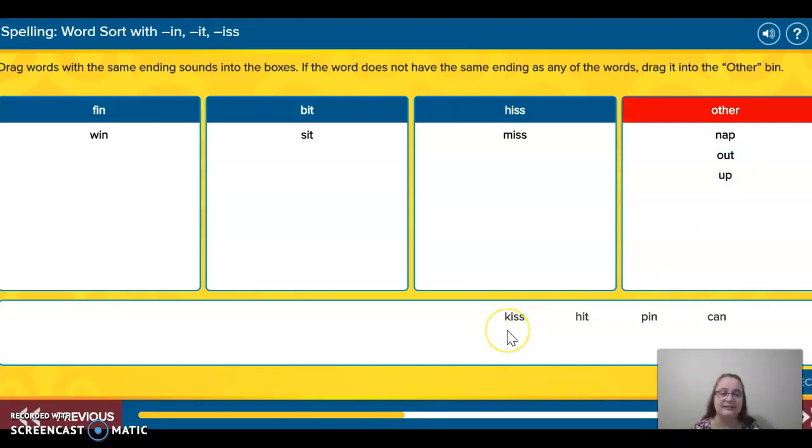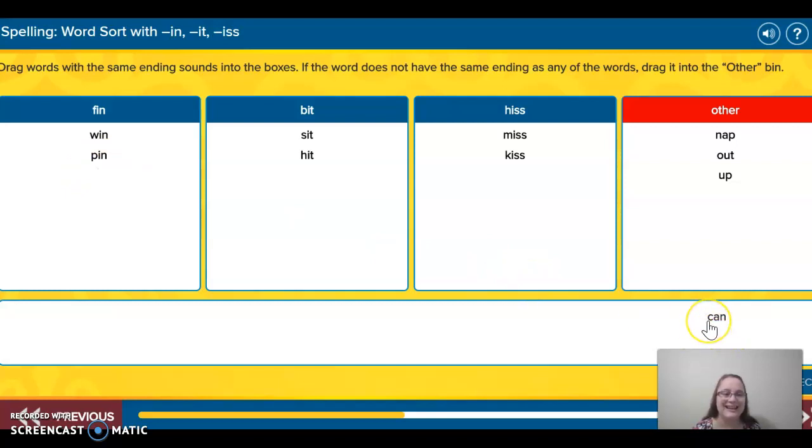Kiss. Oh, that has the ISS on the end, so it's going to go with our ISS on the end word family. Next, we have hit. Well, it has it on the end, so it's going to go with our it word family, which remember has IT on the end. Then we have pin. Like I need to pin my pants because they're too big. Well, that has in on the end, so it's going to go in our in word family. So remember, it has in on the end.